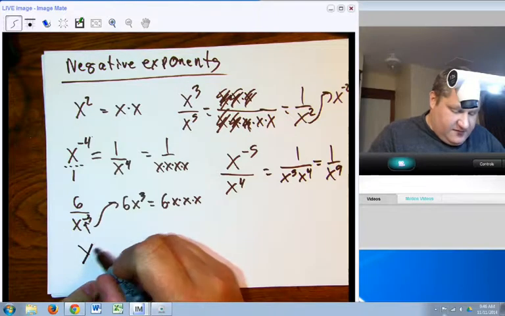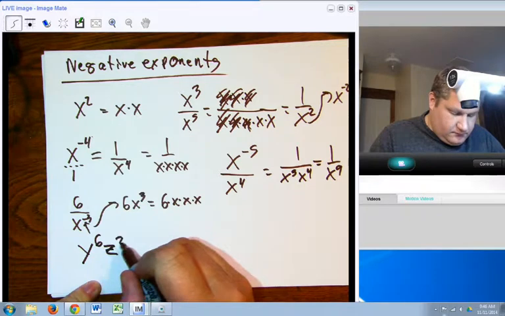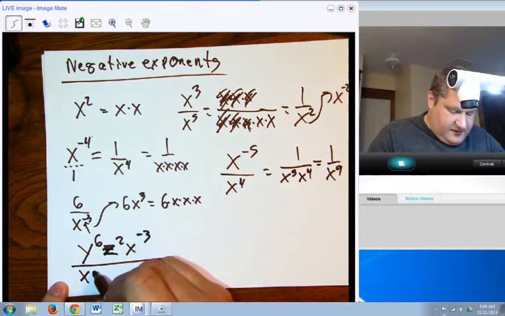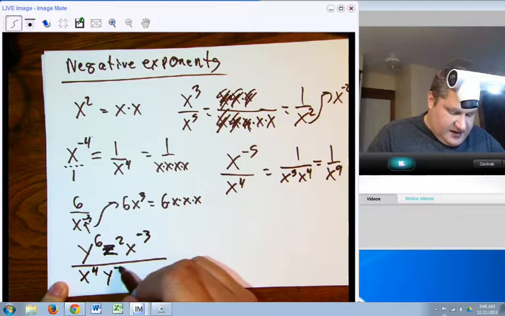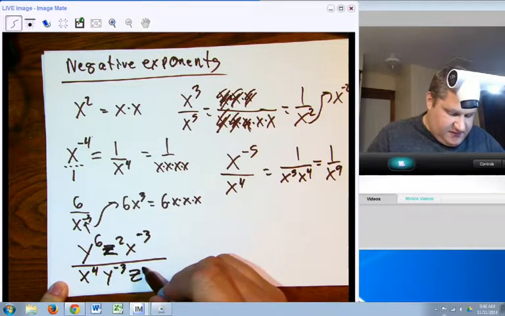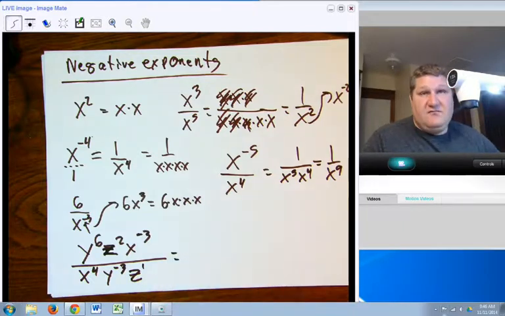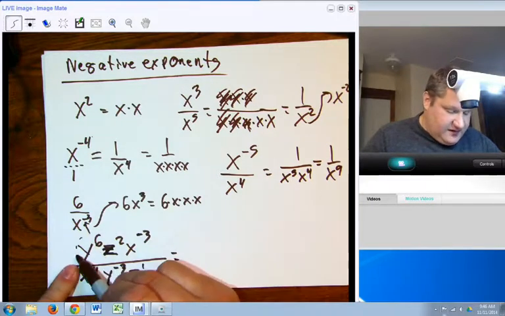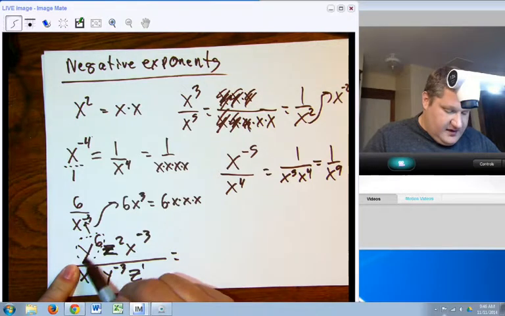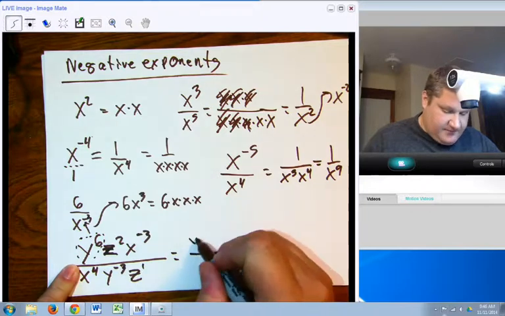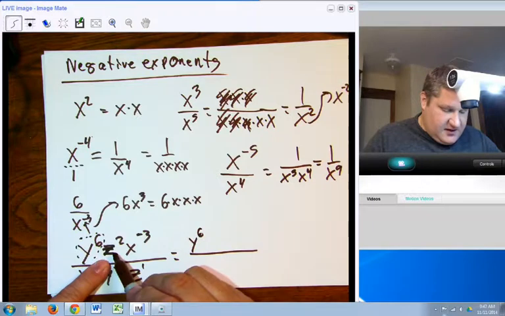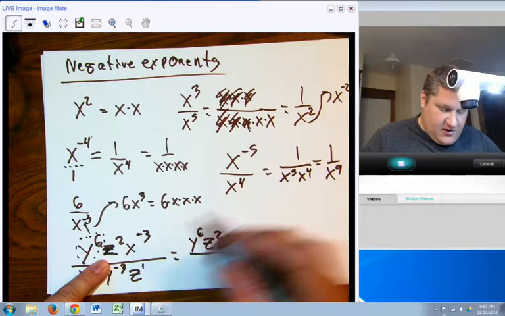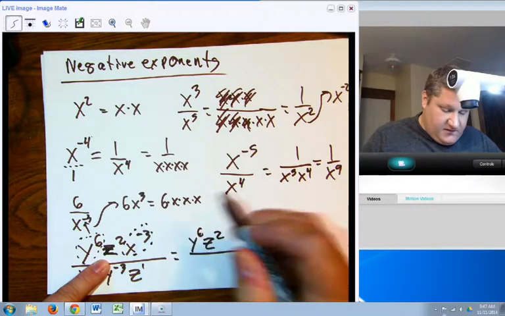Now, once I have that taken care of, we have another option. What if I have different bases? Say y to the sixth, z squared, x to the negative third, over x to the fourth, y to the negative third, z to the first. So let's see if we can break that down. Move it around, readjust it to make it make sense. With that, I look at this and say, y to the sixth, is it okay where it's at? Well, yeah, there's no negative exponent, so I'm going to leave it right where it's at. Then I'm going to say z squared. Is it okay where it's at? Well, I don't see any negative exponent, so I'm going to put it right there. Finally, I see x to the negative third. That says I'm in the wrong spot. So it's going to go to the bottom.